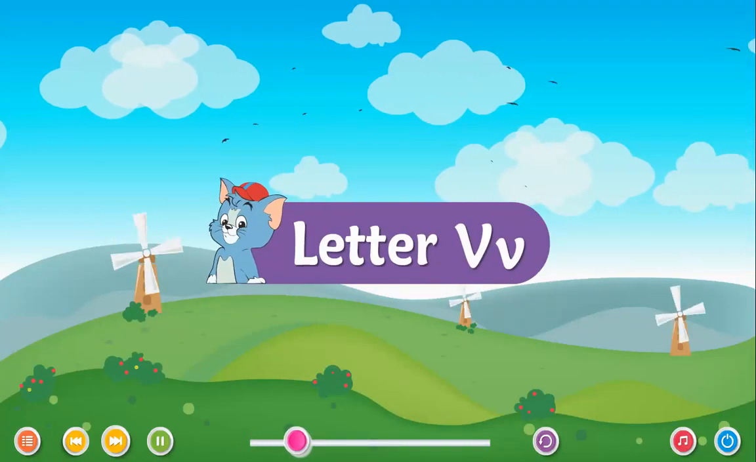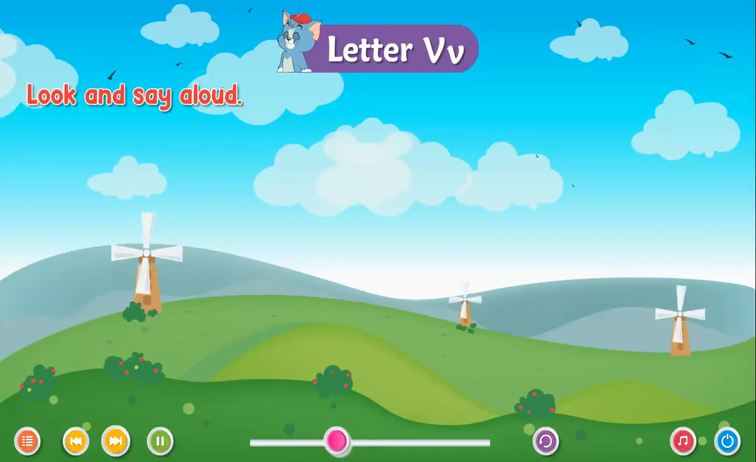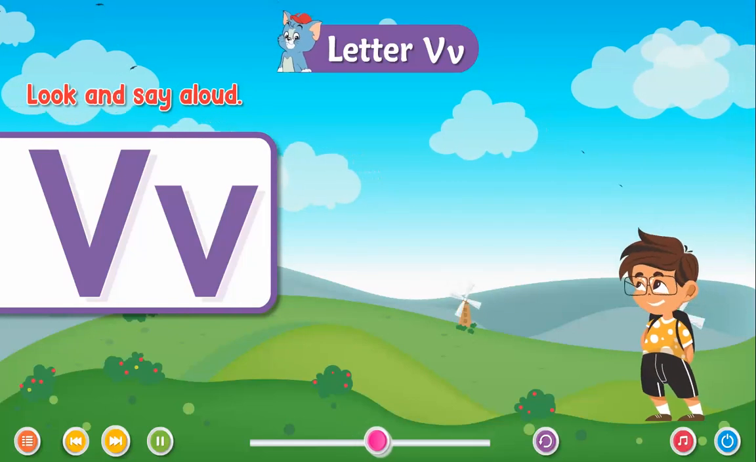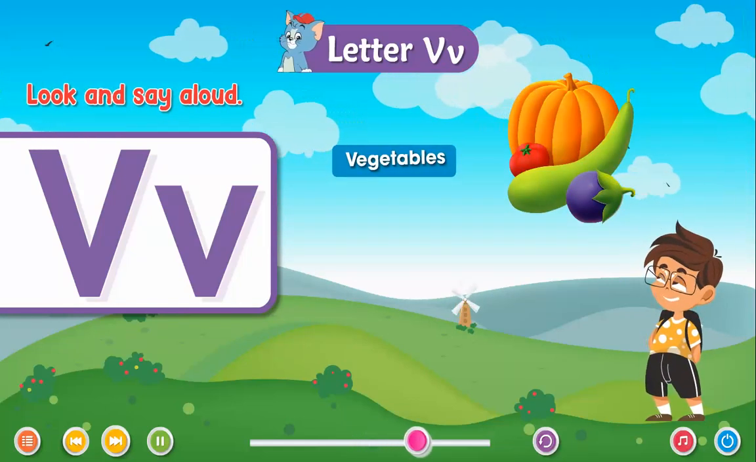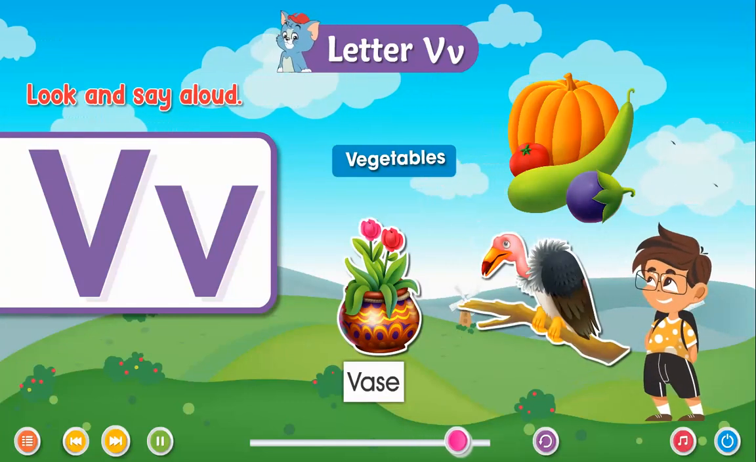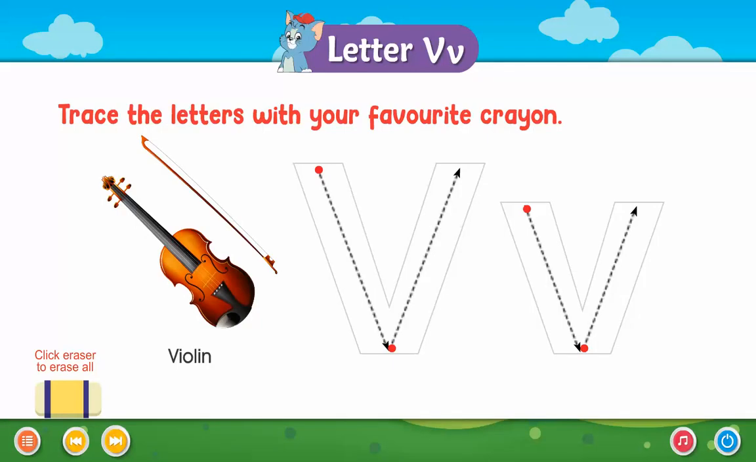Letter V. Look and say aloud. Letter capital V, small v. V for vegetables. V for vase. V for vulture. Trace the color.